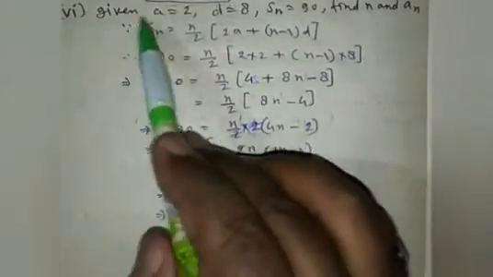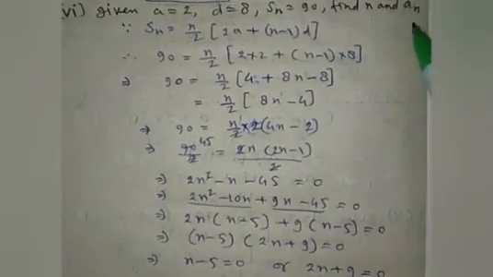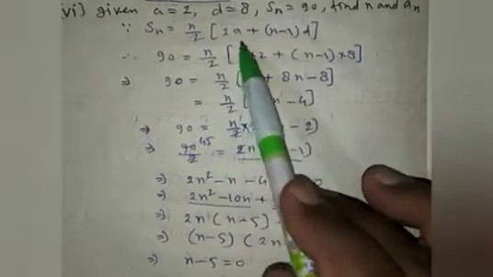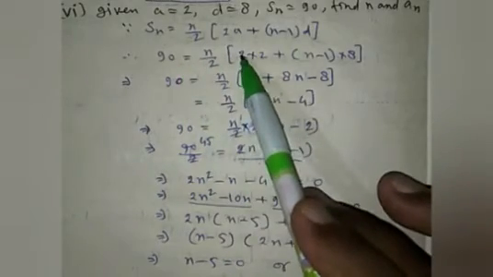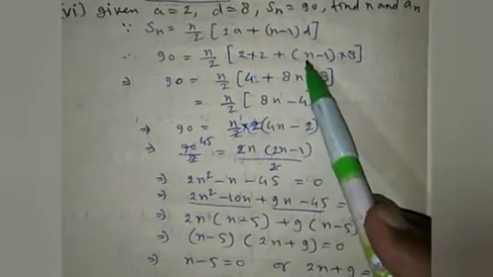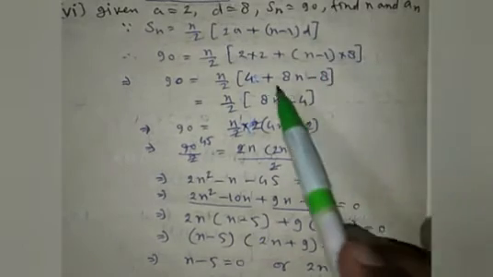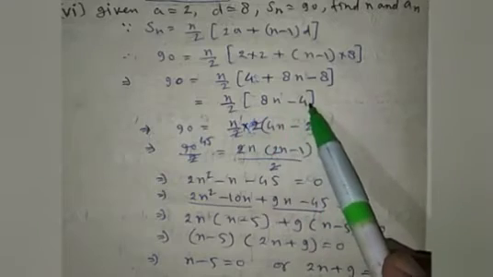Now in sixth part, given a equal to 2, d equal to 8, Sn equal to 90, find n and an. Using formula for Sn equal to n by 2 into 2a plus n minus 1 into d, Sn 90 equal to n by 2 into 2a, 2 into 2 plus n minus 1 into 8. So here it is equal to n by 2 into 4 plus 8n minus 8. So here simplifying it will be equal to 8n minus 4.